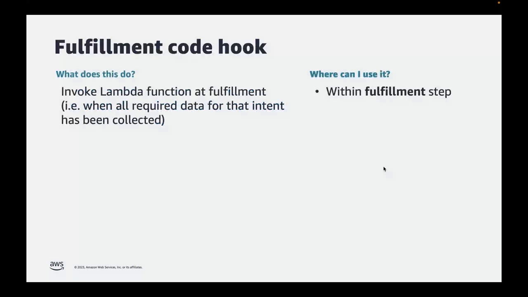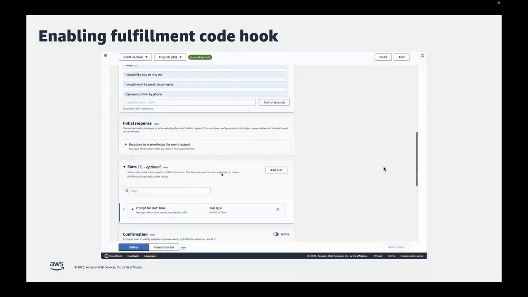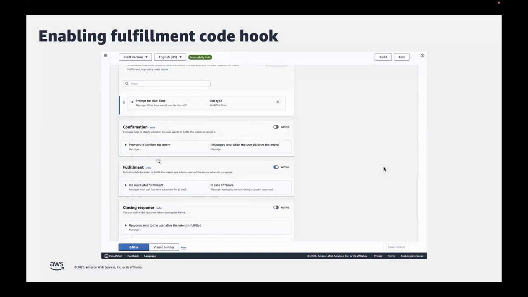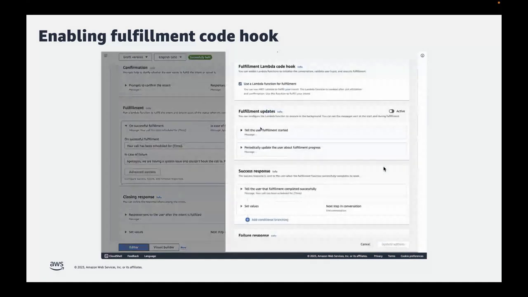The first up is your fulfillment code hook. And it is used to invoke your Lambda at fulfillment and used only within the fulfillment step, right? Really simple. There is only one fulfillment code hook per intent. And here is where it is in the console. So we scroll all the way down to the bottom of all these different steps. And we check that our fulfillment step is active, because if it's not active, we're not going to hit fulfillment at all. And then we go ahead, hop into advanced options, and we're going to make sure that use Lambda is checked.